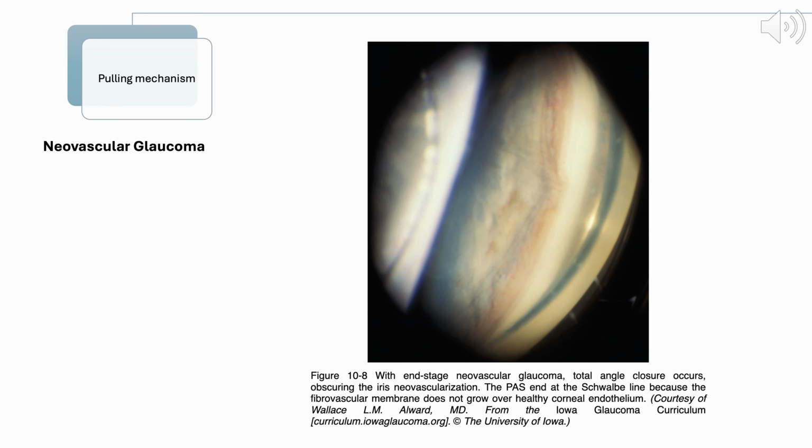This image demonstrates end-stage neovascular glaucoma. At this point, the angle is completely closed by broad peripheral anterior synechiae, and the iris neovascularization that initiated the process is now obscured. The key feature to notice is that these synechiae end right at Schwalbe's line. The fibrovascular membrane cannot extend beyond this point because it does not grow over healthy corneal endothelium.